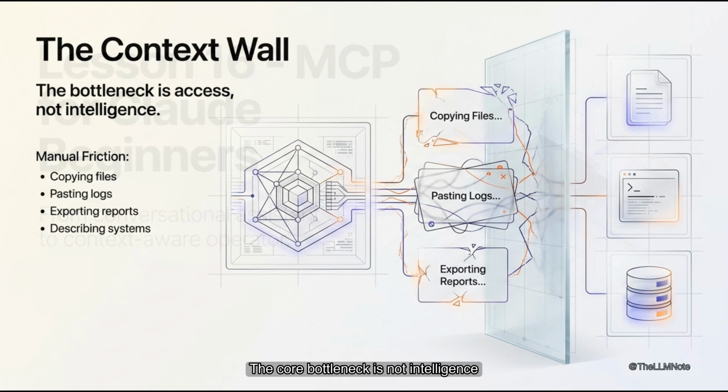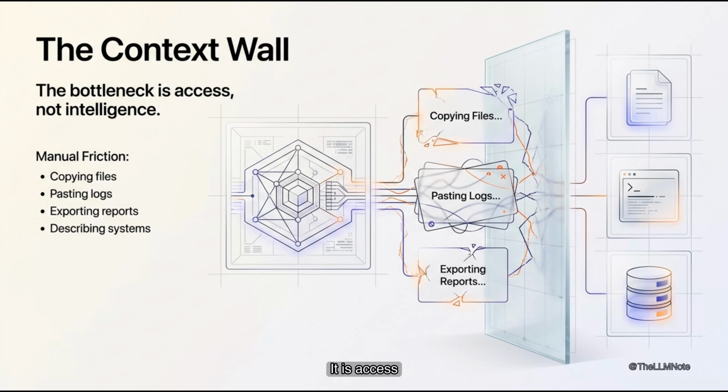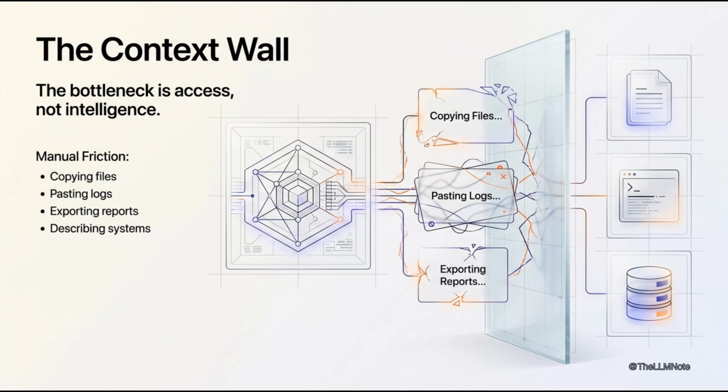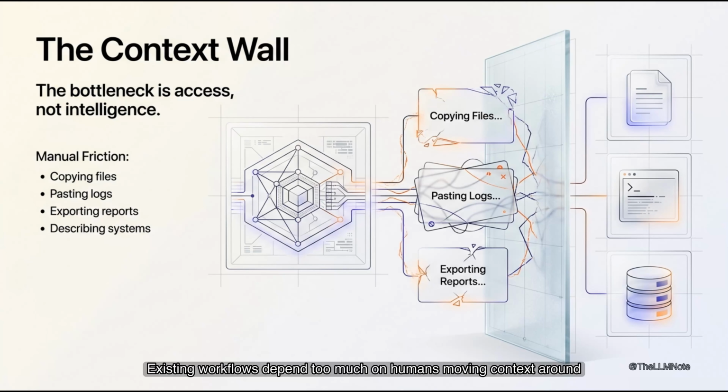The core bottleneck is not intelligence, it is access. Without live context, Claude can reason well but still operate from incomplete inputs. Copying files, pasting logs, exporting reports, and describing systems manually creates friction, errors, and delay. Existing workflows depend too much on humans moving context around.